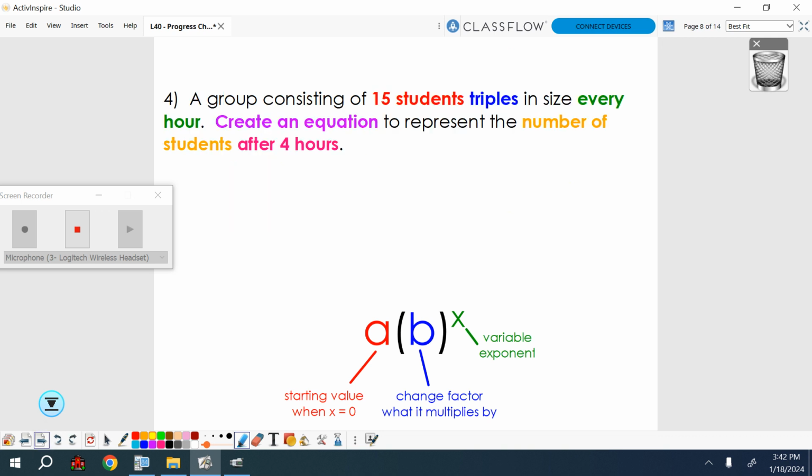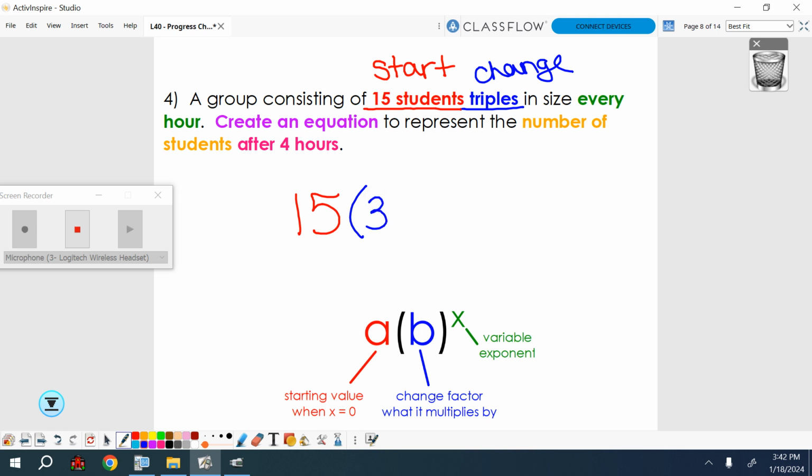All right, one more. This one doesn't give us choices. This one we're actually going to have to write the equation for. So we have a group consisting of 15 students, triples in size every hour. Create an equation to represent the number of students after 4 hours. So this one we're actually going to replace our exponent with a number, but here's our start value. We're starting with 15 students, so that's going to be my starting value. It's changing by tripling. Tripling means times 3, so my change factor is going to be a 3.